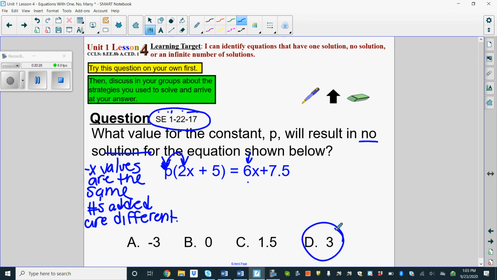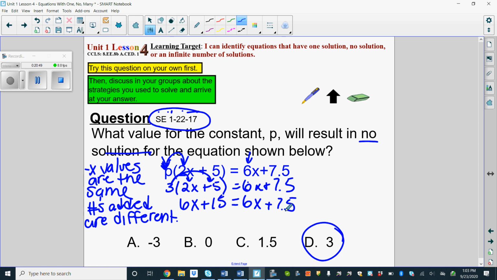And if we substitute it in, we could see 3 times 2x plus 5 equals 6x plus 7.5. We distribute: 3 times 2x is our 6x, and 3 times 5 is our 15. And we know that this will be no solution because they have the same x values, but different numbers being added. And that is our answer.